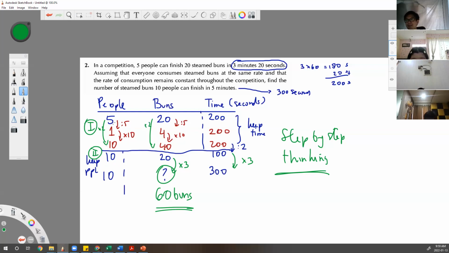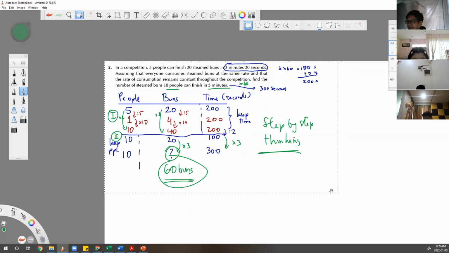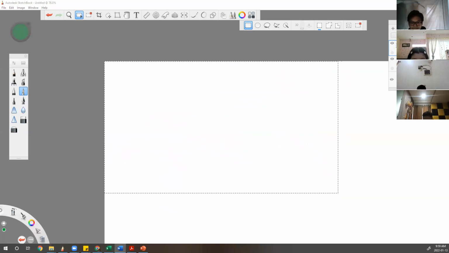After we keep the time, we keep the people because the people has already changed, since the question is already 10 people. So you don't have to change any more people. The buns are 20, so assuming 10 people, it's 20 buns in 100 seconds. The question is asking for 5 minutes. 5 minutes times 60 is 300 seconds. 300 seconds is times 3, the more the time, the more buns can be eaten. Done. Multiply again. Okay, that's the way you do number 2. It's hard, but it's still doable. Let's go to the next part.